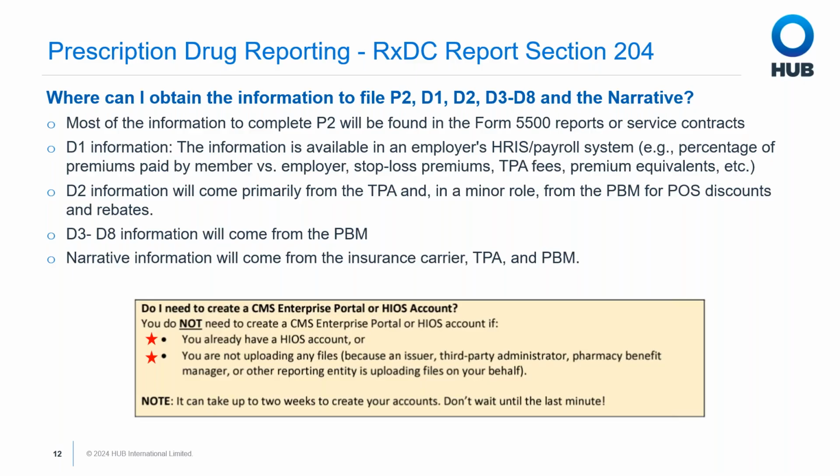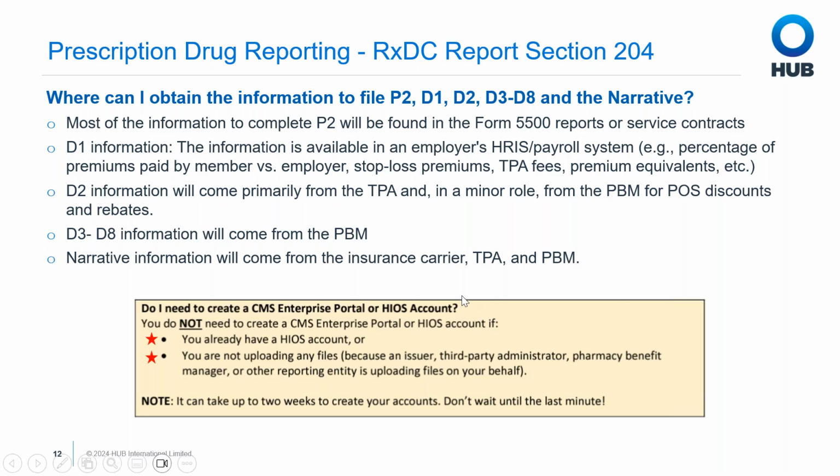You may ask yourself, do I need to open or start registration in CMS to open a HIOS account? The answer is, if you filed with CMS last year under RxDC, you most likely have an active account, so there's no need to reissue an account or register for a new account. You can use the account you used last year. If you're not uploading any files for D1 through D8 or the narrative, you do not need to create a HIOS account. Why? Because the insurance carrier, if you're fully insured, or your TPA and PBM have made you aware of the fact that they're filing on your behalf.